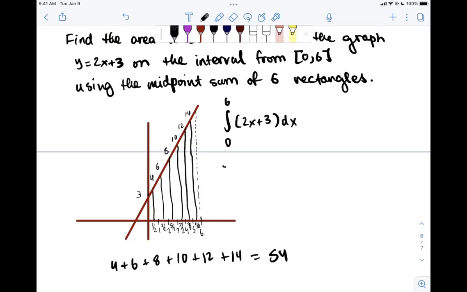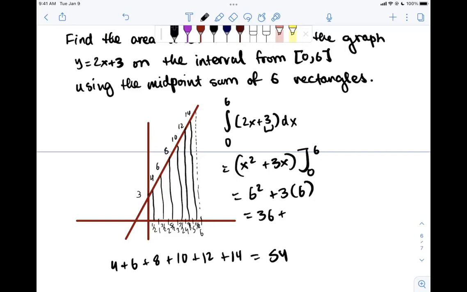Well, what is this? This is going to be equal to the antiderivative of 2x, which is x squared. The antiderivative of 3 is 3x. And we're going to go from 0 to 6. At 0, it's not going to do anything, so we're just going to be plugging 6 into this. That's 6 squared plus 3 times 6. So 36 plus 18, and that is 54, which is great. That is exactly what we expected.